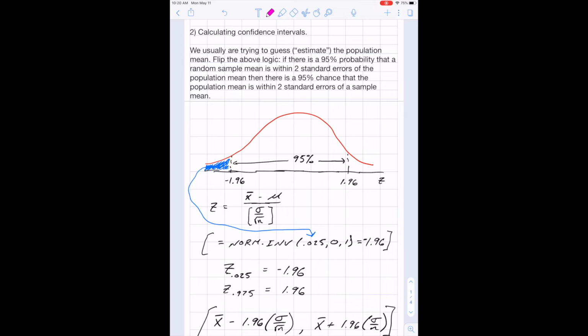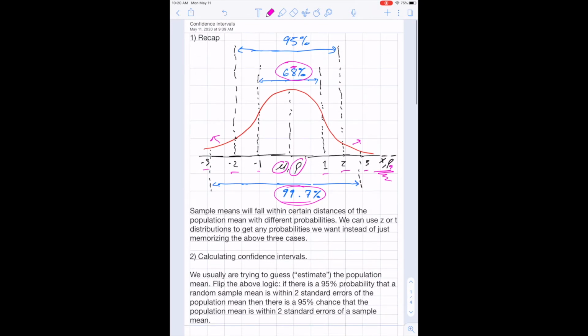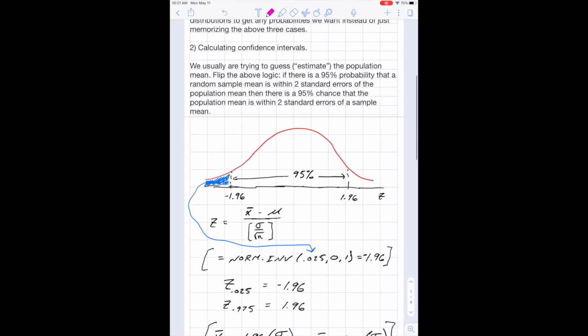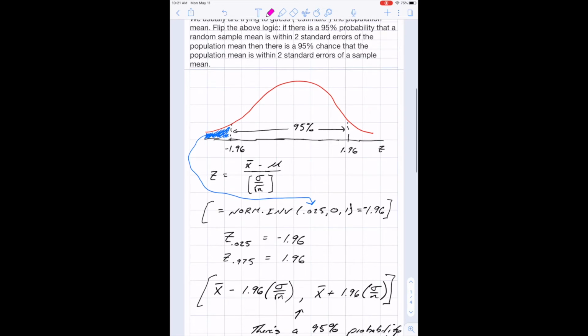Even though we don't know the population mean, because we know that 95% of the time a sample mean is within 2 standard errors of the population mean, it's also true that 95% of the time the population mean will be within 2 standard errors of our randomly generated sample mean that we generate from a random sample, remember. So now let's get down to actually figuring out how to calculate these things.